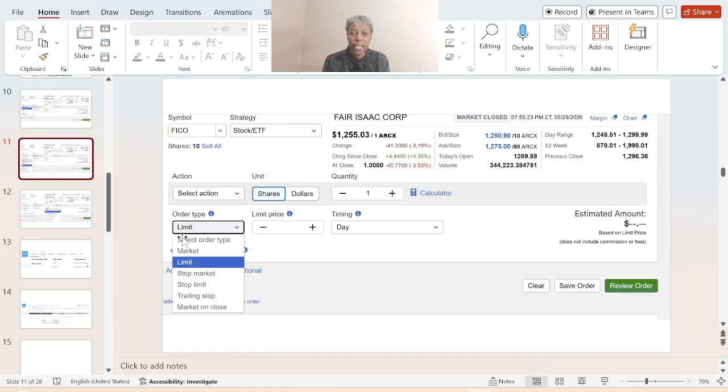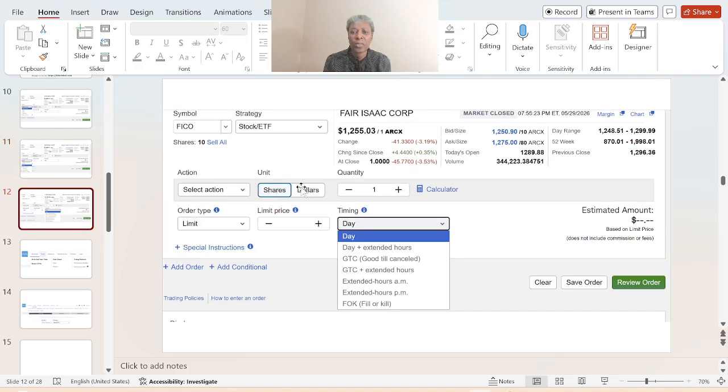Once you select the action, which is buy, you will select the order type, and I like to select limit price. That just means the price that I set to buy, it can buy at a price lower but not higher than that, or equal to that price.